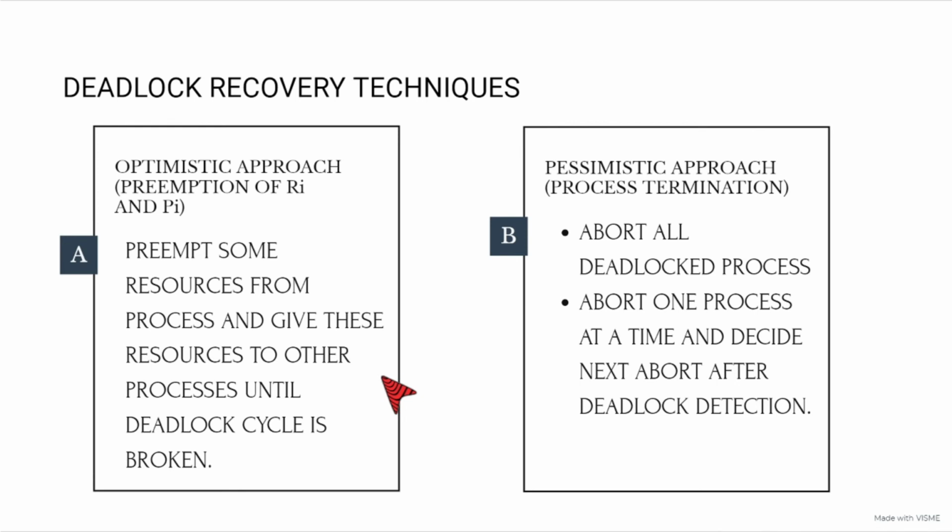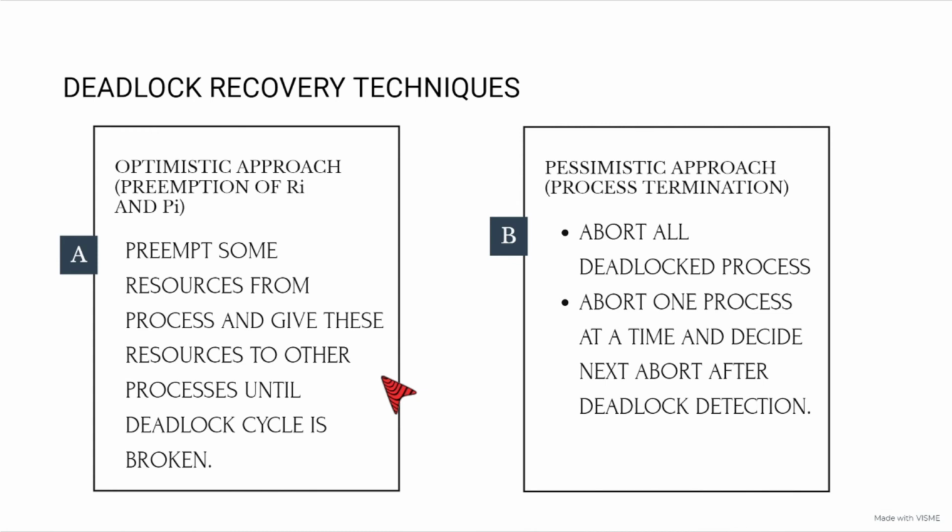Okay, you are the third person, you who are watching this lecture are the third person. I am having a pen, so you need to forcefully take the pen from me and give it to my friend, until the deadlock cycle is broken. You need to keep doing this until the deadlock cycle is broken. That is the optimistic approach. The next thing is the pessimistic approach, which is process termination.